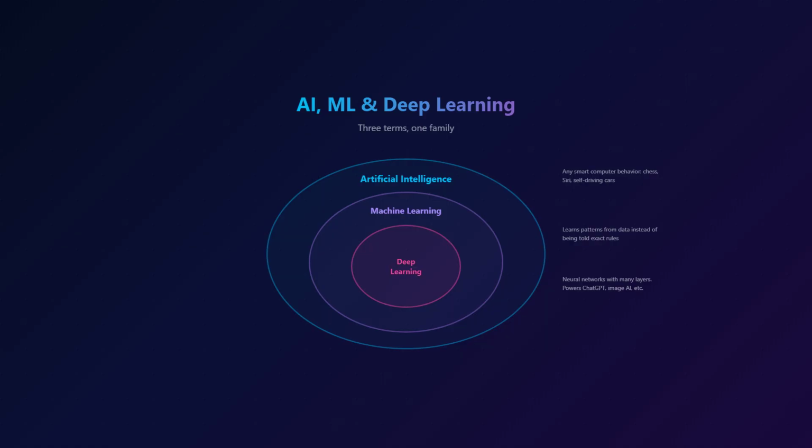Machine learning is a smaller circle inside AI. Instead of a programmer writing exact rules, we give the computer lots of examples and let it figure out the patterns on its own. Show it 10,000 photos of cats and dogs, and it learns to tell them apart. Deep learning is an even smaller circle inside machine learning. It uses something called neural networks with many layers. It's what powers most of the AI breakthroughs you hear about today.